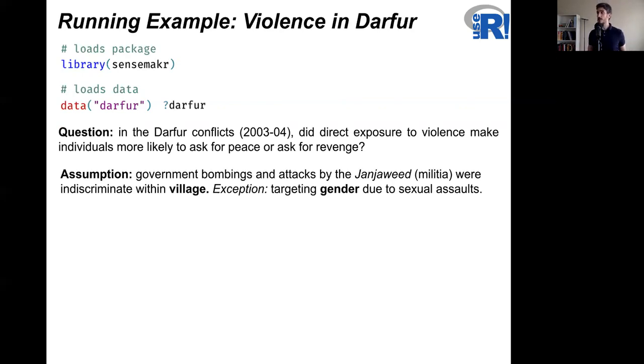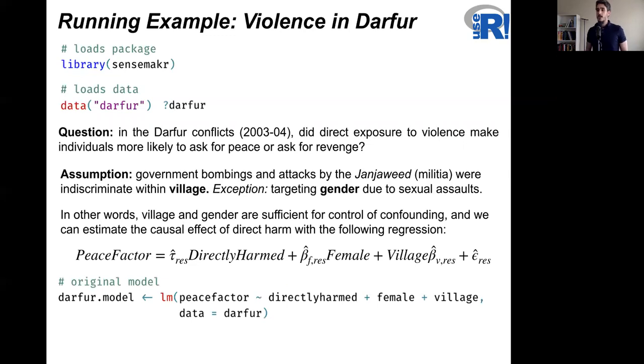Now, this is a causal question, so we cannot answer it without assumptions. And the main assumption here is that government bombings and attacks by the militia were indiscriminate within village, with one major exception, because there was targeting based on gender due to sexual assaults. In other words, village and gender are sufficient for control of confounding, and we can estimate the causal effect of direct harm with the following regression, where we have the outcome, peace factor, then the treatment indicator directly harmed, and 2 confounders, which are the gender and village dummies.